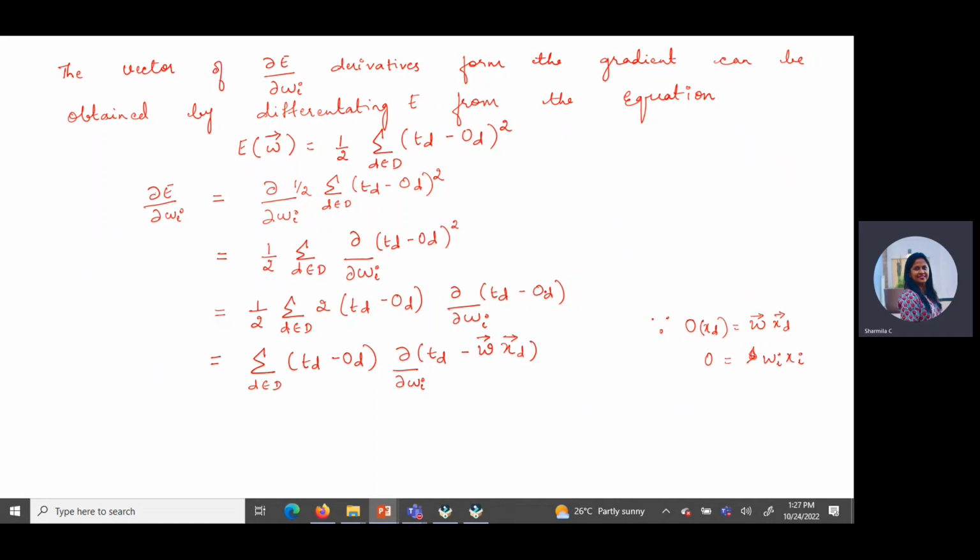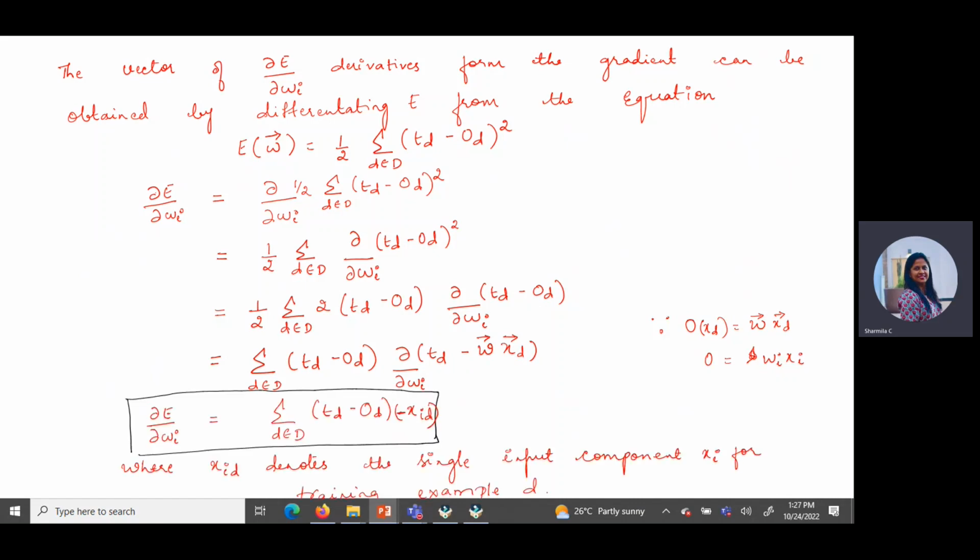So here we replace od with the value, W vector into X vector for training example d, and then do the differentiation with respect to Wi. Td is a constant value. When you do the differentiation, finally we get sigma over d belonging to D of (td minus od), with the negation here. This is for the training example, and this works for W1 into X1, W2 into X2 and so on, where everything is a constant.